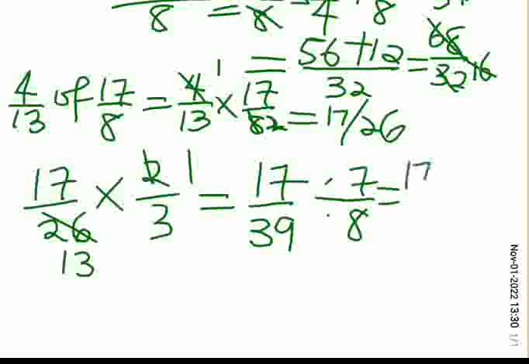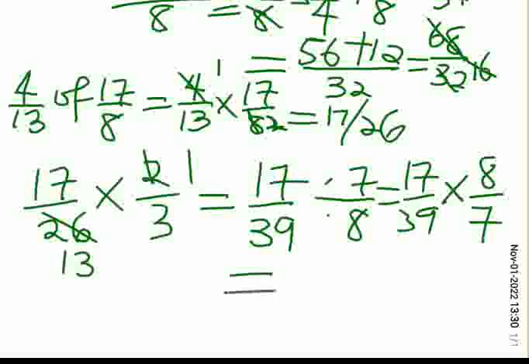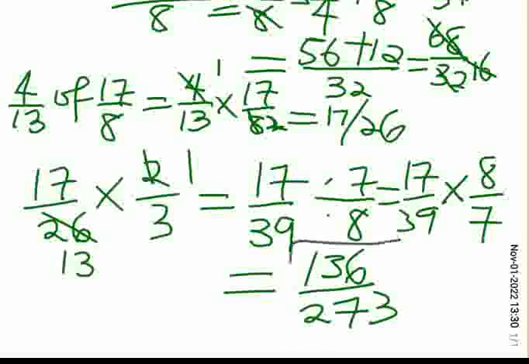In maths, we usually change division to multiplication. And when that happens, the next fraction turns upside down. So multiplied by 8 over 7 here. So 17 multiplied by 8, and then 39 multiplied by 7. Our answer here is 136 divided by 273. That is the solution to this question.